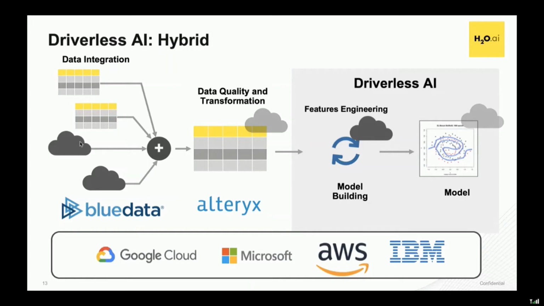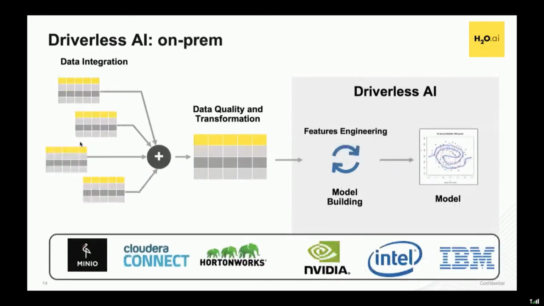And finally, on-prem. This is in cases where you haven't yet moved to the cloud and you're completely on-prem. This slide shows you that we can connect into any of the HDFS Hadoop distributions, as well as leverage NVIDIA's latest GPU hardware, Intel hardware, as well as IBM. Anything else you want to add here?